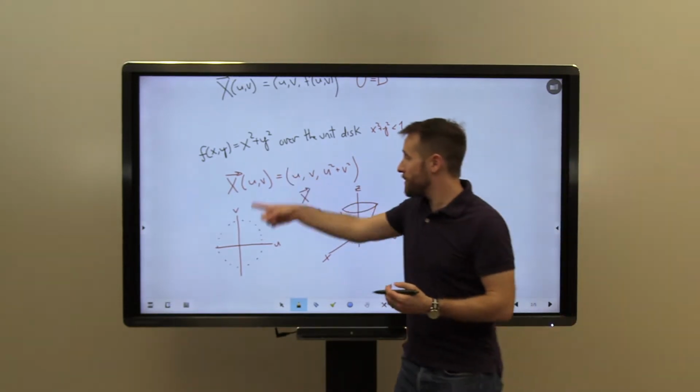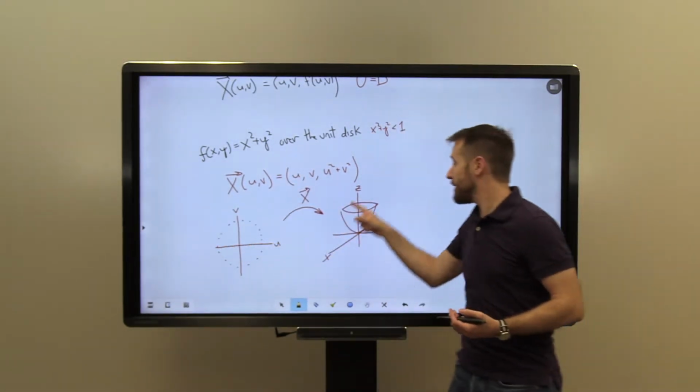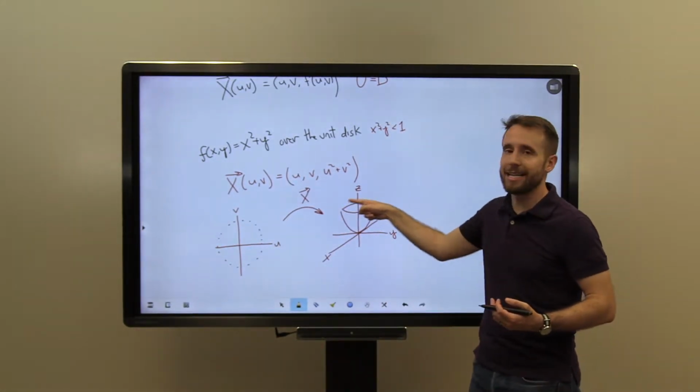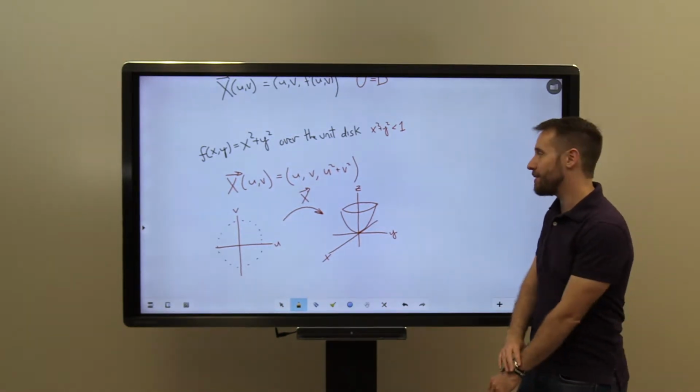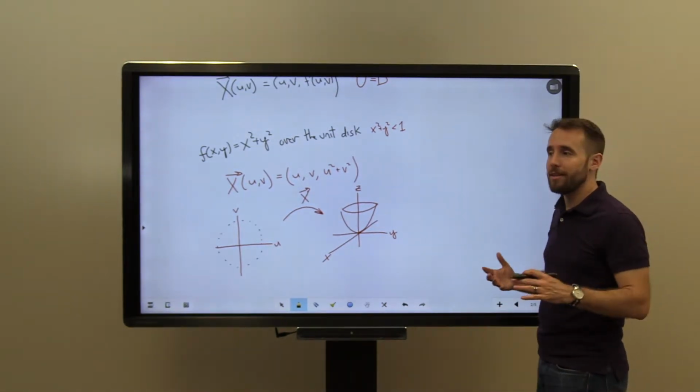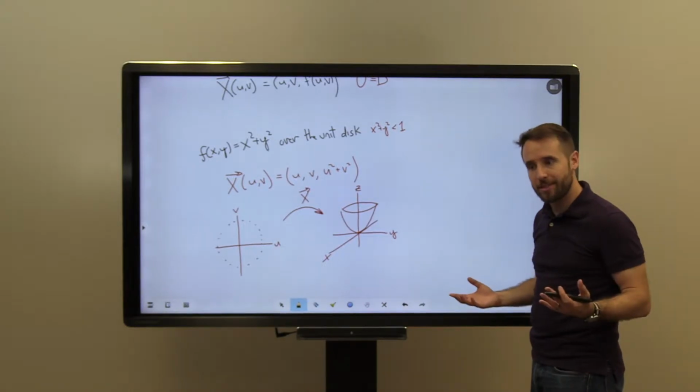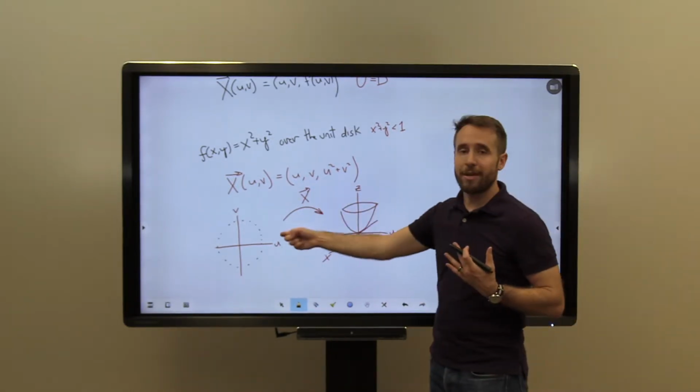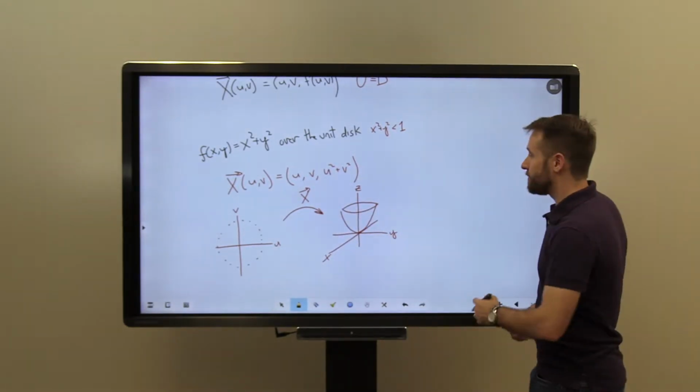Now, because this was an open set, the boundary here is not included, and so up here, this should really be a dotted opening up here. That boundary would not be included. But this will be the paraboloid surface, and this is how we have parametrized this as a parametrized surface.